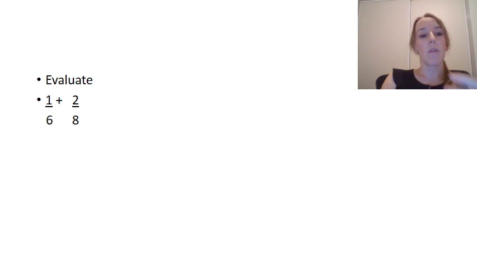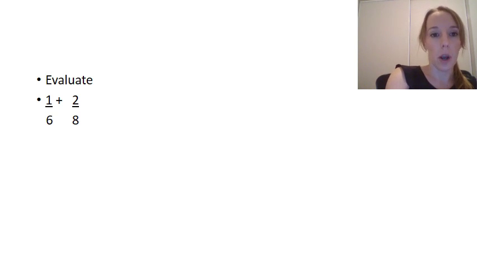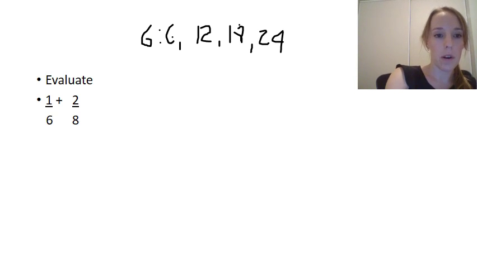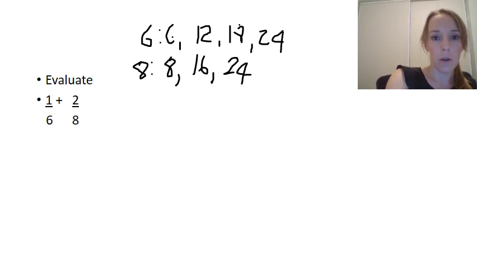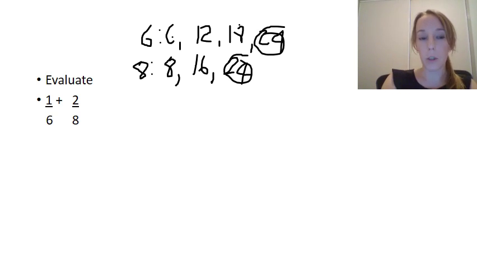We're trying to add together 1/6 plus 2/8. Step 1 was to find the lowest common multiple of our denominators. We've got a denominator of 6, with multiples of 6, 12, 18, 24, and so on. Multiples of 8, we've got 8, 16, 24. You can see there our lowest common multiple of the two numbers is going to be 24.